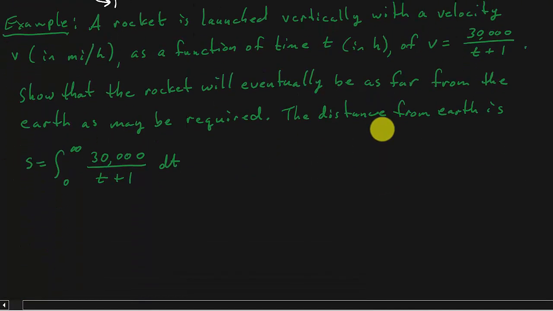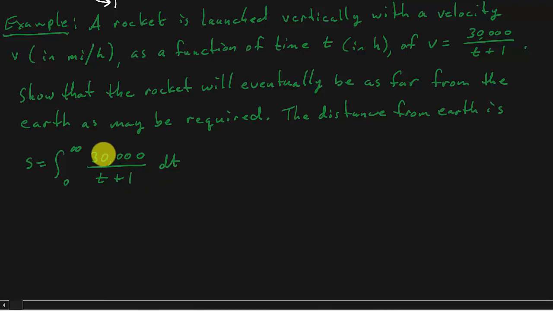It says a rocket is launched vertically with a velocity v in miles per hour as a function of time t in hours, where v equals 30,000 over t plus 1. Show that the rocket will eventually be as far from the Earth as may be required. The distance from Earth is s equals this, so we need to integrate this. All right.